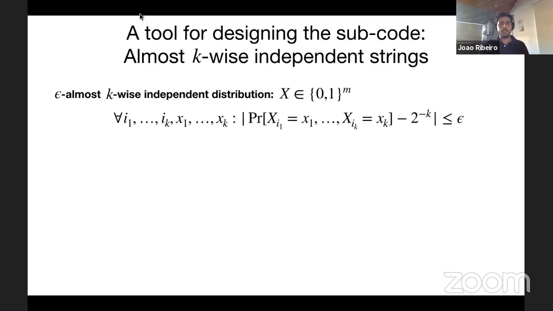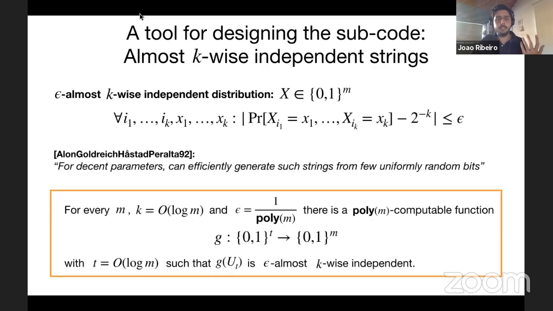We're going to use what's called an almost k-wise independent string, which is just a string where if you look at any k bits, they're almost uniform, and this error to uniform is dictated by this epsilon term. The reason we care about this is that there's a classic result by Alon et al. that says that for decent parameters, I'm not going to specify what they are, we can efficiently generate these strings starting from just a few uniformly random bits. So this is a classic result in pseudo-randomness.